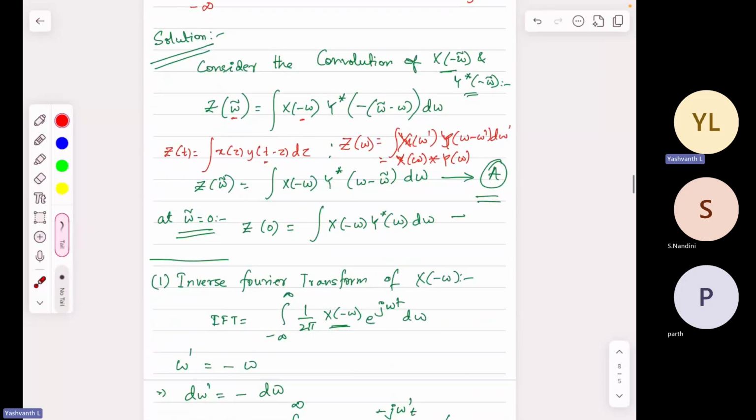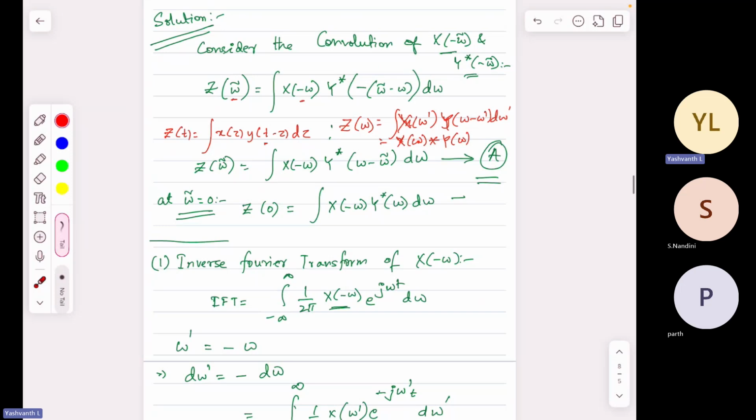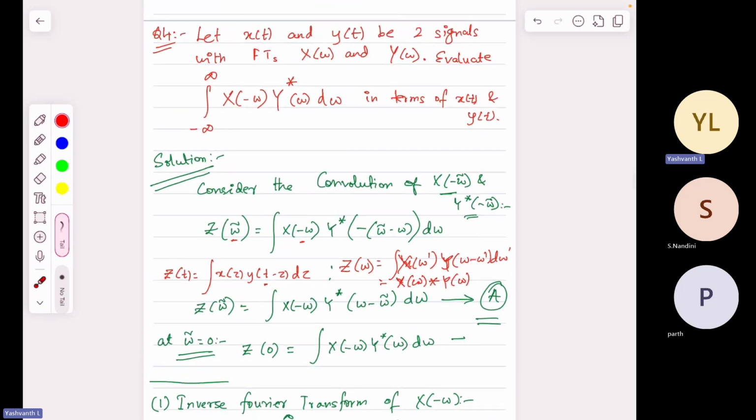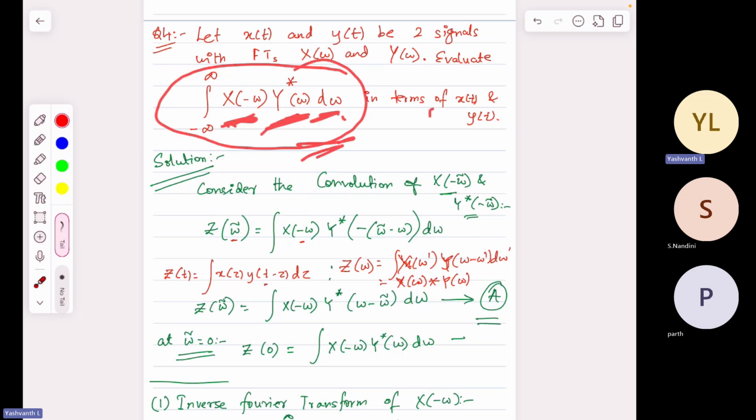Okay. This question, yes. I will tell you what I did at a high level, and you connect all the dots in your free time. What is being asked is: evaluate this integral, which has X of minus omega, Y conjugate of omega, d omega. But I want to find this number in terms of x of t and y of t.